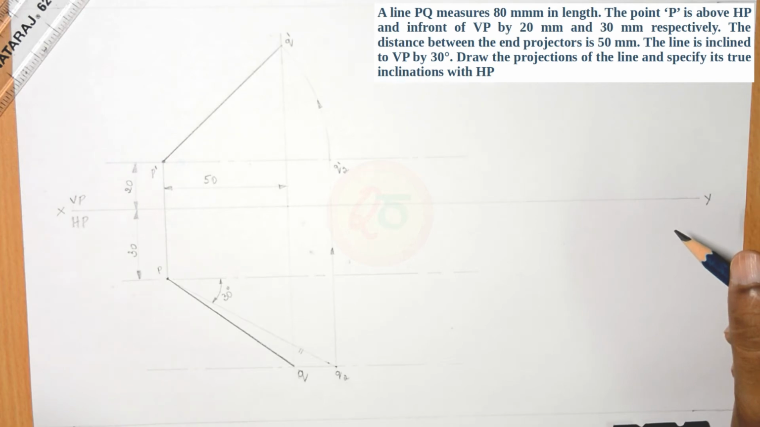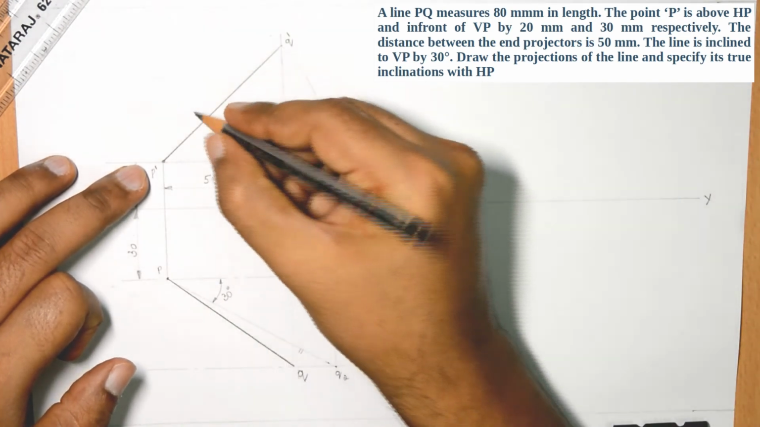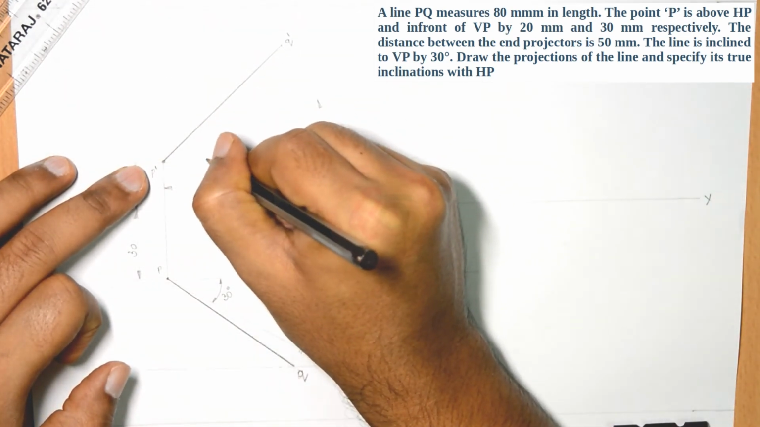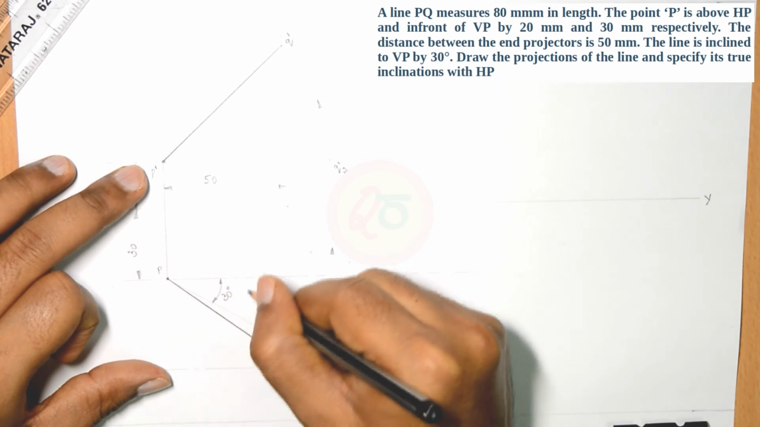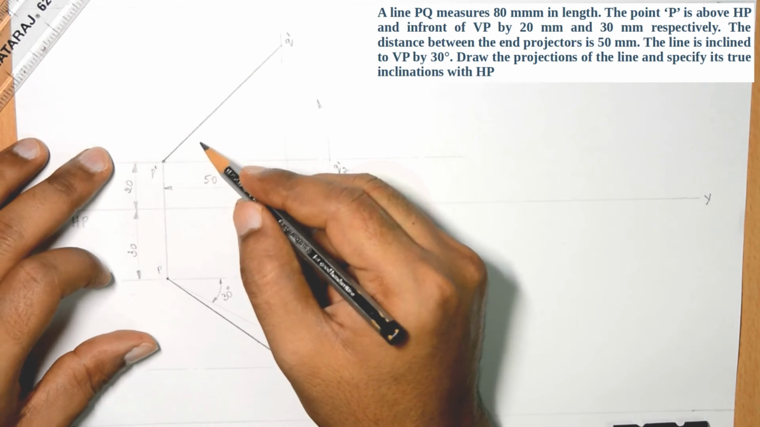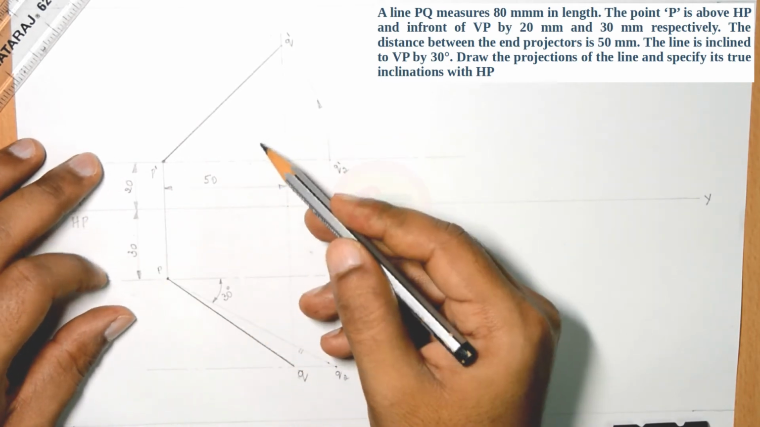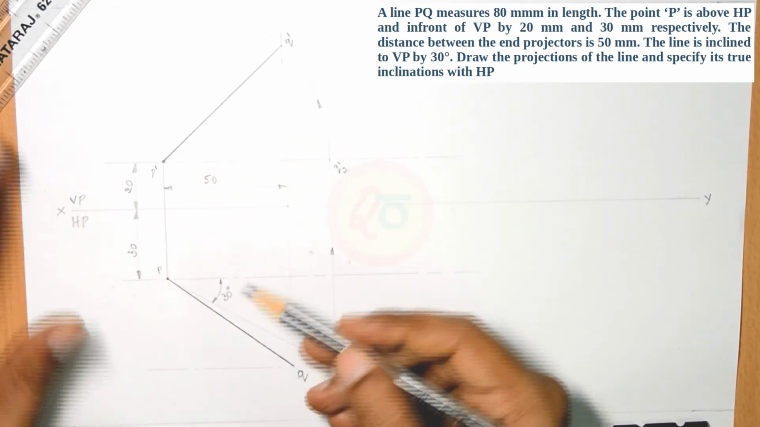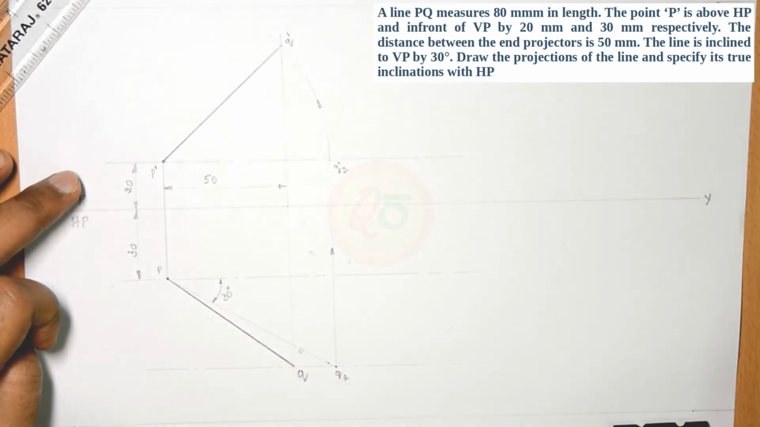And he says specify the true inclination with HP. Now the inclination that is present now is the apparent inclination. This is the apparent inclination alpha. This is the apparent inclination beta. PQ inclination with respect to XY line is beta. P dash Q dash with respect to XY is alpha. Now he says the true inclination with respect to HP. The true inclination with respect to VP was given in the question as 30 degrees, so we have retained it. Now we need to find out the true inclination with respect to HP.